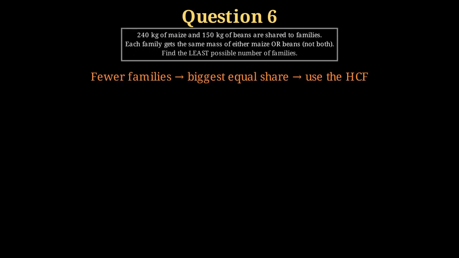Here's the key idea. To have the fewest families, each family must get the biggest possible equal share. The largest mass that divides both 240 and 150 exactly is their highest common factor. So we find the HCF of 240 and 150.